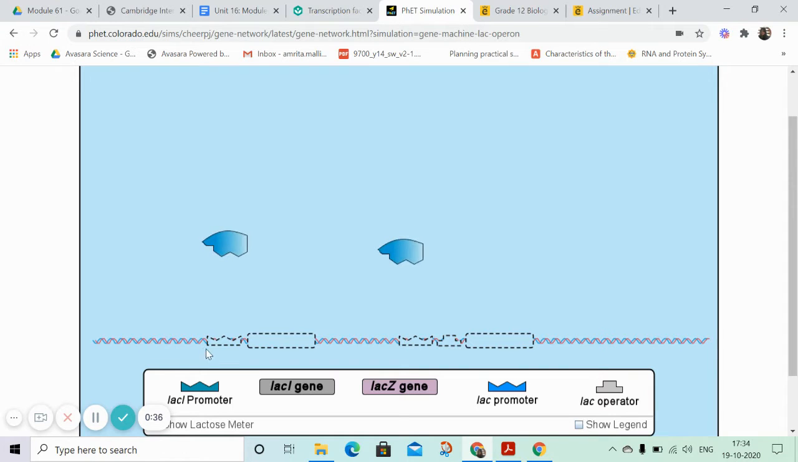Ideally, this is the DNA of the E. coli bacteria, and in a real life scenario, this DNA is circular. Okay, so you have to imagine that the ends are connected, and it's a circular DNA.